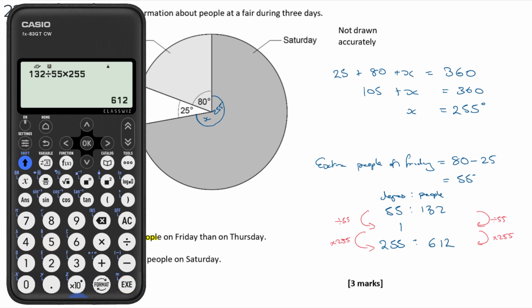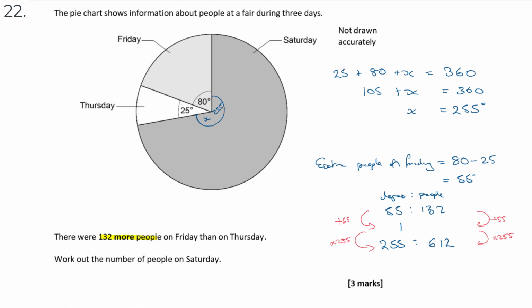It's not really that necessary to write the number in between. That's not really what we're interested in. We're just using the unitary method, this idea of going via 1. We don't really need to know how many people 1 degree represents, so I didn't bother writing that down. I just skipped it and went straight to the number of people represented by 255, which is 612 people. So the number of people on Saturday, 612 people, is the answer.